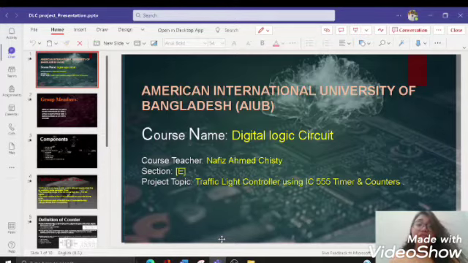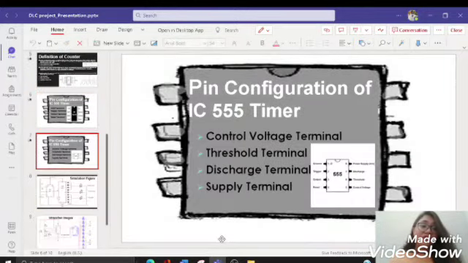My presentation topic is traffic light controller using IC555 timer and counters. Now I'm going to explain slide number 7. The topic is pin configuration of IC555 timer. Here we have four things to explain. First one is control voltage terminal. Second one is threshold terminal. Third one is discharge terminal. And fourth one is supply terminal. Now I'm going to explain one by one. So first one is control voltage terminal.